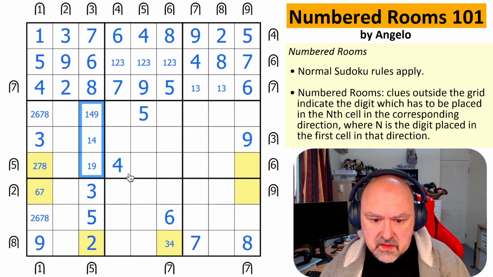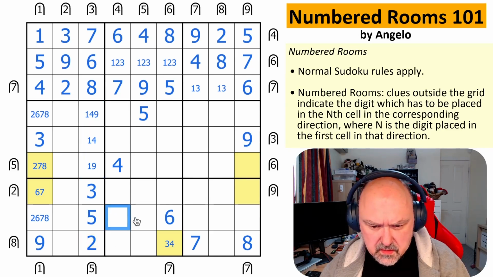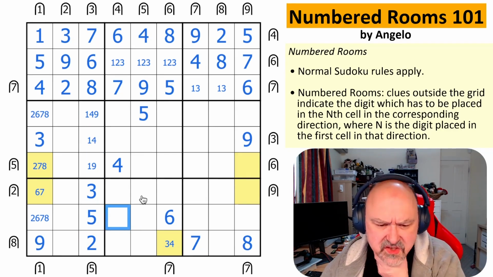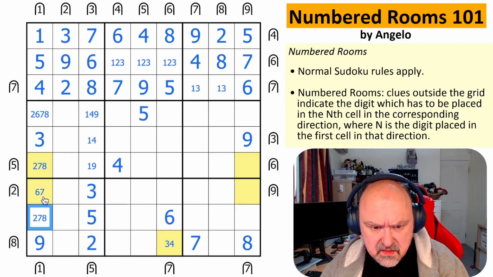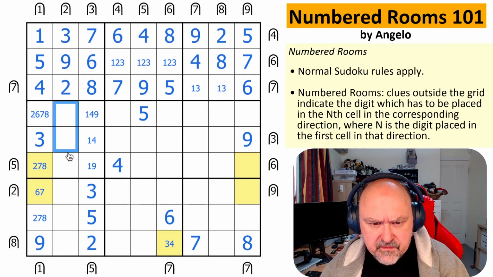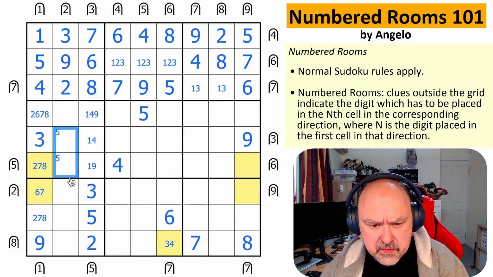That's unexpected. Does it do anything? That clue is now done. Did that actually... This is not 6. 7 is in 2. I've got to put a 5 in here. I've got to put a 5 in one of those two.